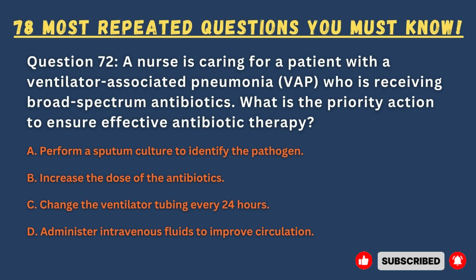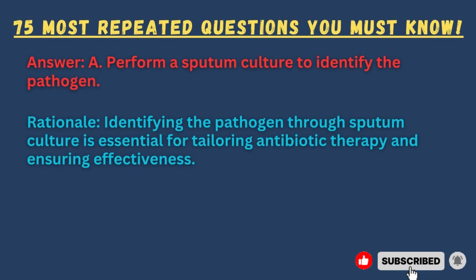C. Change the ventilator tubing every 24 hours. D. Administer intravenous fluids to improve circulation. Answer: A. Perform a sputum culture to identify the pathogen. Rationale: identifying the pathogen through sputum culture is essential for tailoring antibiotic therapy and ensuring effectiveness.